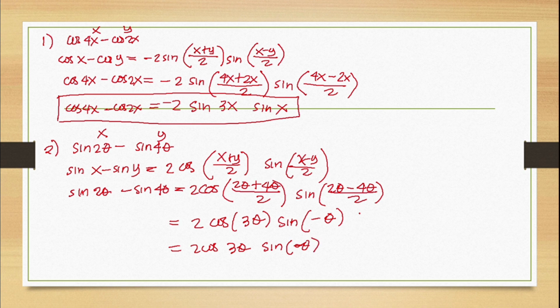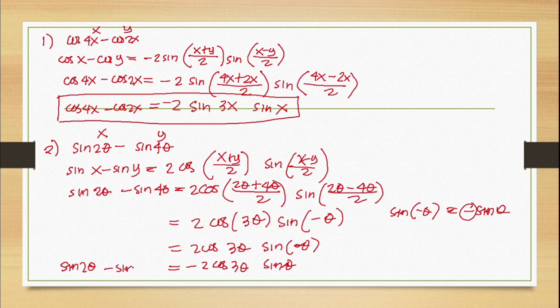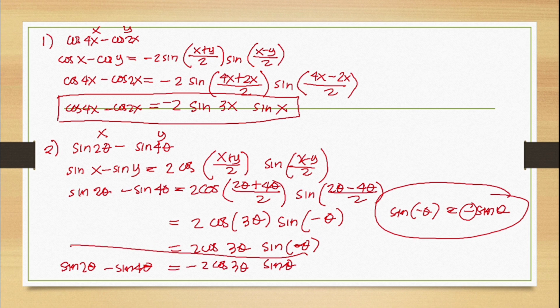So sine negative theta is equal to negative sine theta. So therefore we have a negative here. So we have negative 2 cos 3 theta sine theta. So we have sine 2 theta minus sine 4 theta. So this is a form of negative argument identities. So this is the answer.